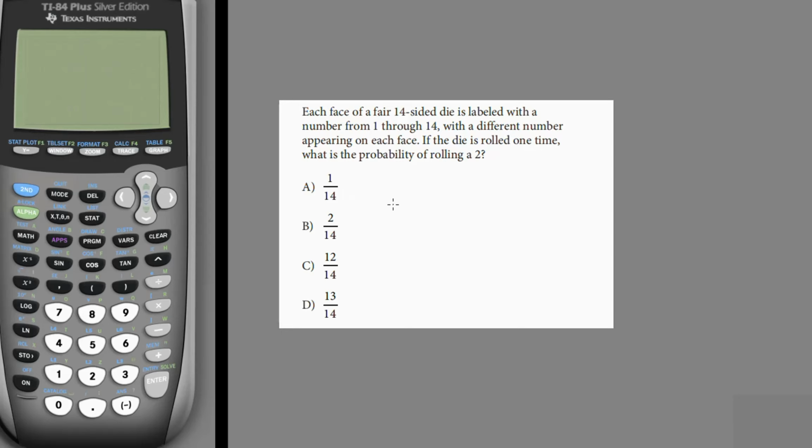Alright, so when you roll a die, only one outcome out of 14 is a 2, so that's why the probability will be 1 over 14. It's as simple as this.